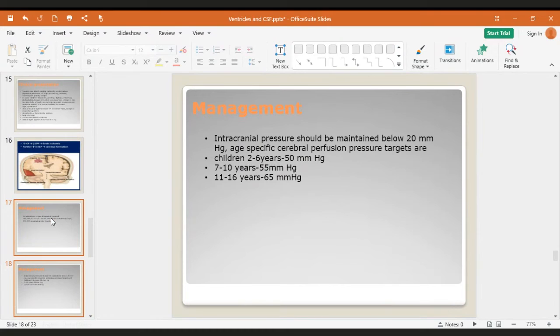Age-specific cerebral perfusion pressure targets are described by various institutes. In children between 2 to 6 years, the target of cerebral perfusion pressure is 50 millimeter of mercury. Between 7 to 10 years, 55 millimeter of mercury. Between 11 to 16 years, 65 millimeter of mercury.